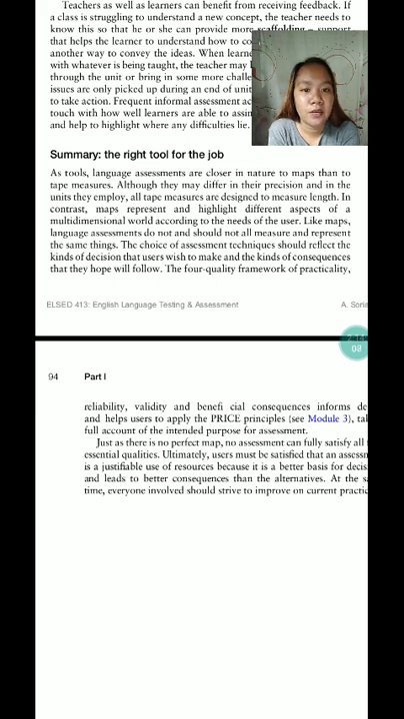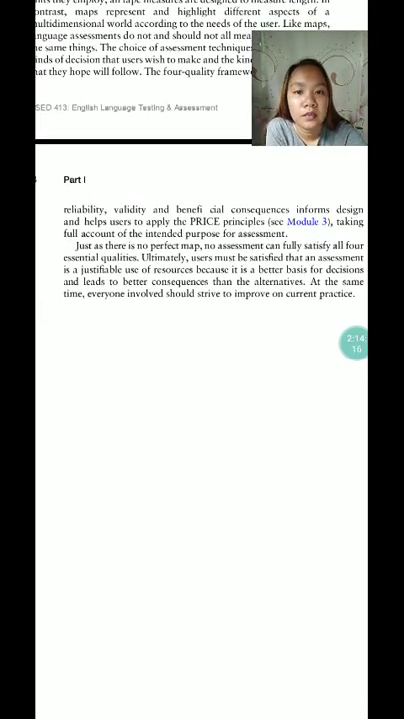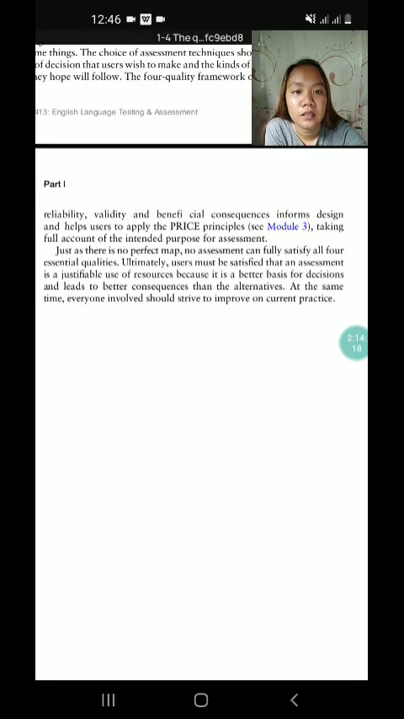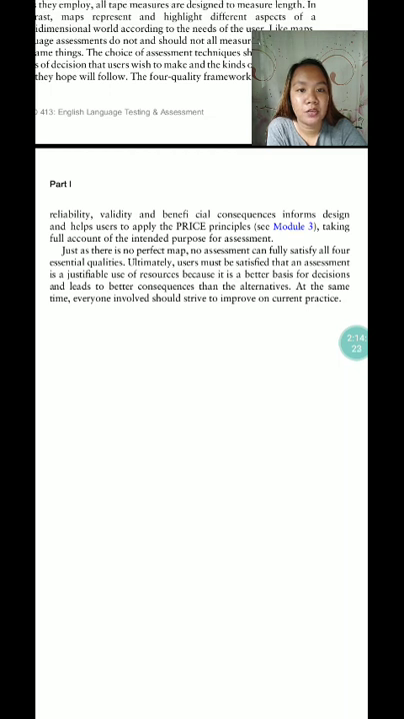The four quality framework of practicality, reliability, validity, and beneficial consequences informs design and helps users to apply the principle, taking full account of the intended purpose for assessment. Just as there is no perfect map, no assessment can fully satisfy all four essential qualities.